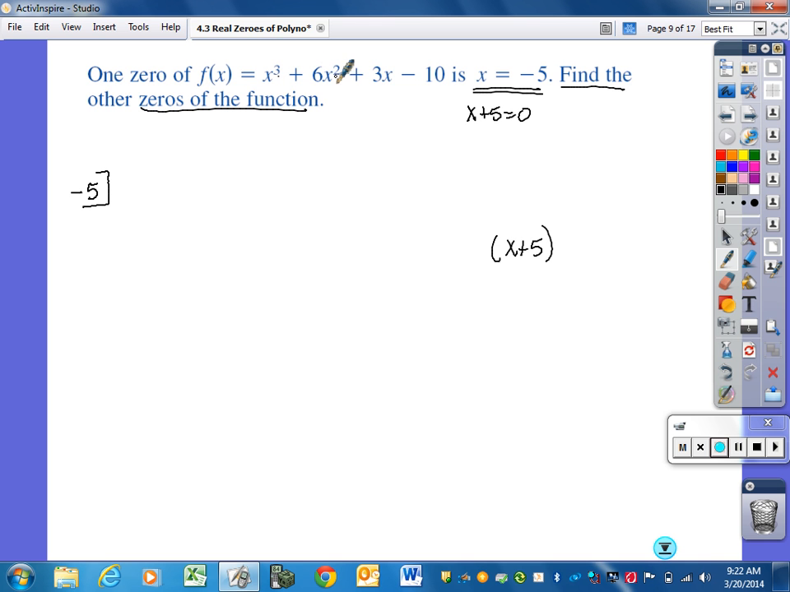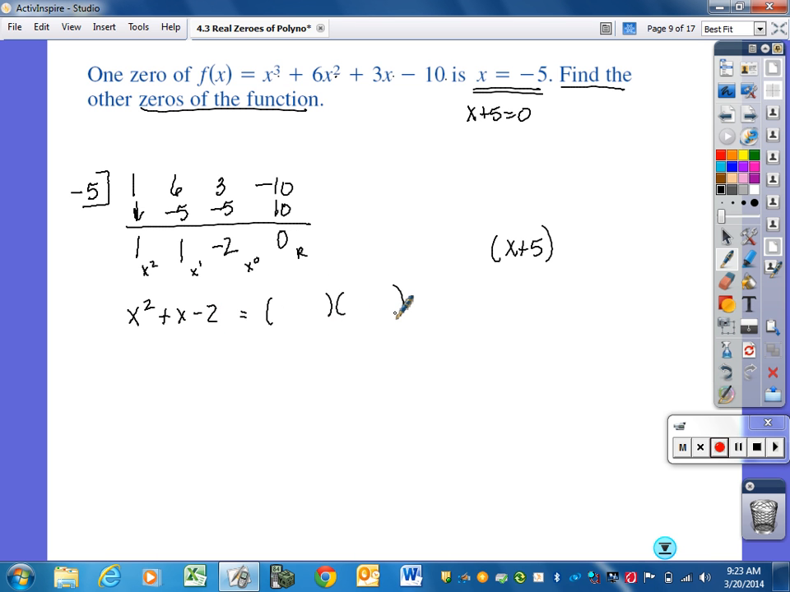Let's look, third power, second power, first power, 0 power. So 1, 6, 3, negative 10. Bring down my 1. Negative 5 times 1, negative 5. Add 1. Negative 5 times 1, negative 5. Add negative 2. Negative 5 times negative 2, positive 10. Add 0. I should have had a remainder of 0. So this is my x to the 0, x to the 1, x squared. My polynomial is x squared plus x minus 2.